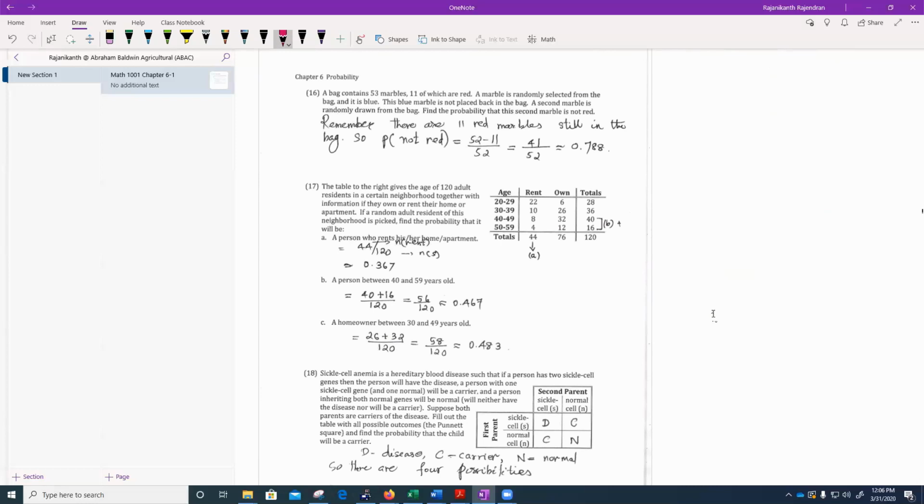A bag contains 53 marbles, 11 of which are red. A marble is randomly selected from this bag and it is blue. This blue marble is not placed back in the bag. Now you are taking the second marble randomly, right? Find the probability that the second one is not red.